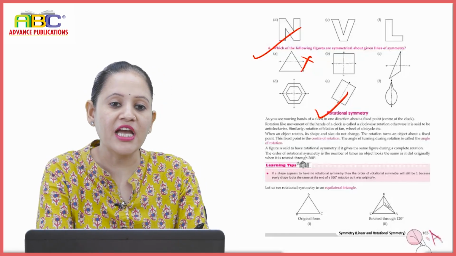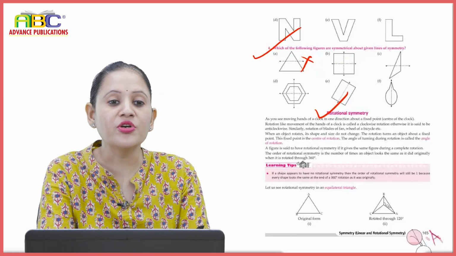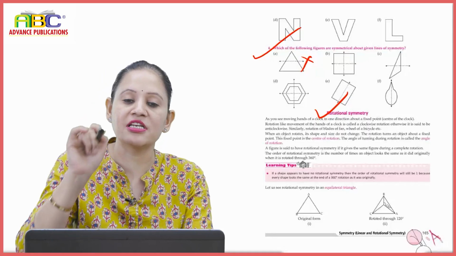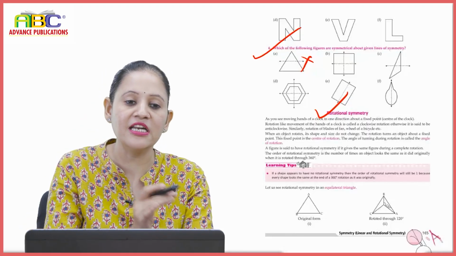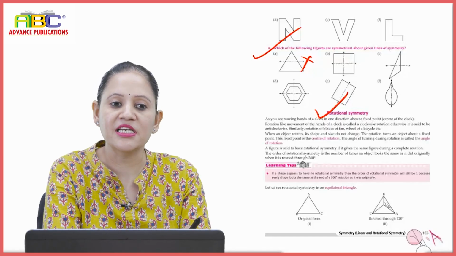Next is rotational symmetry. As we see the moving hands of the clock in one direction about the fixed point, that is the center of the clock. Rotation like the movement of the hands of the clock is called clockwise rotation. अगर clock की direction में हो रहा है, it is clockwise, otherwise it is said to be anti-clockwise. Similarly, rotation of the blades of a fan, wheel and bicycle, etc.